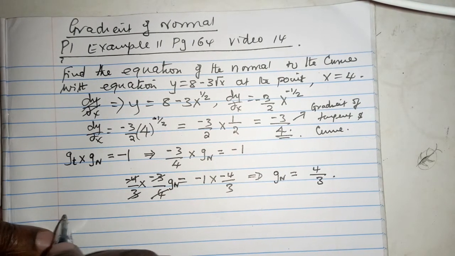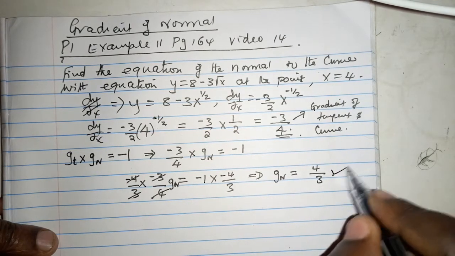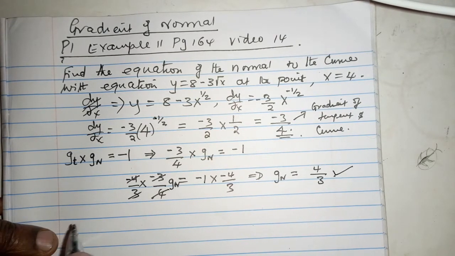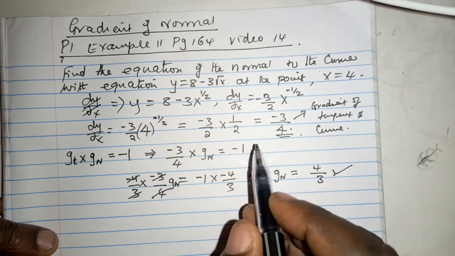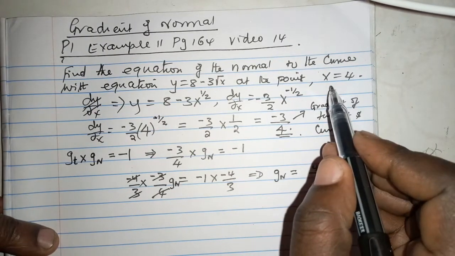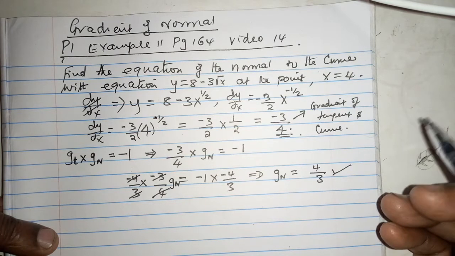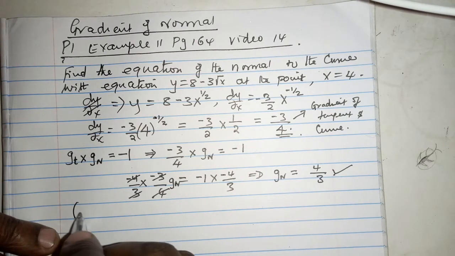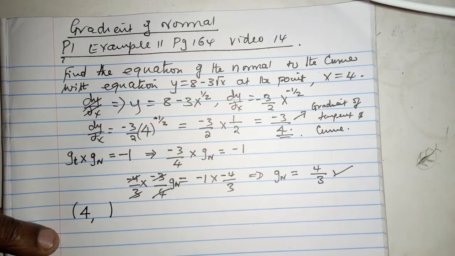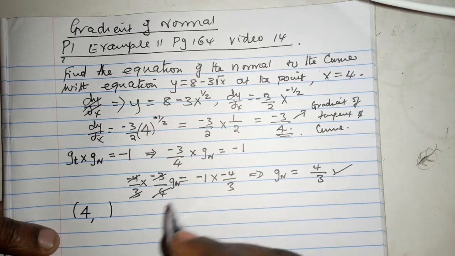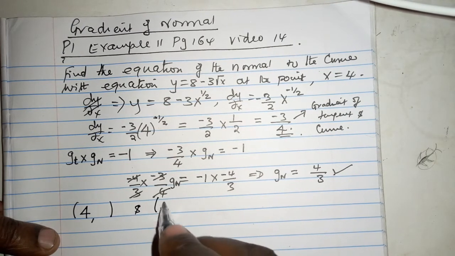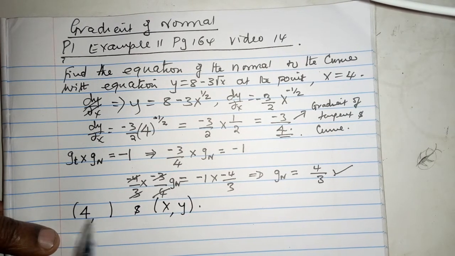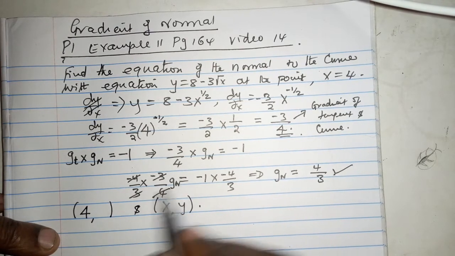So the gradient of the normal is this one, but of course the normal passes through the point x, y, and the point 4, something. We don't know. So we need to understand, when the normal passes through the point where x is 4, what is the value of y? It also passes through a general point x, y. But we need to know the numerical y coordinate when x is equal to 4.